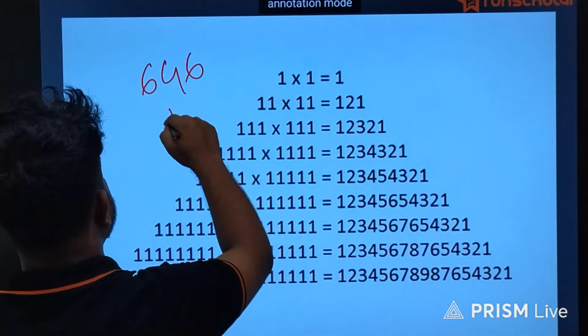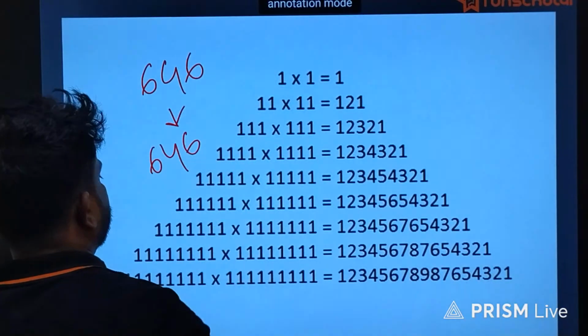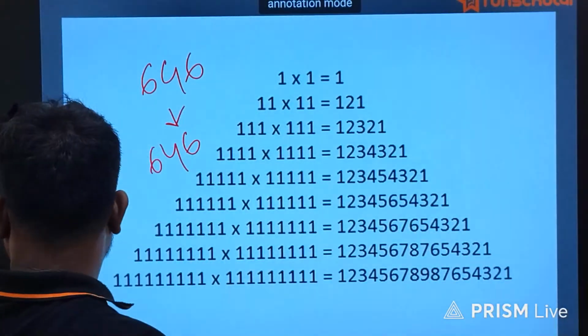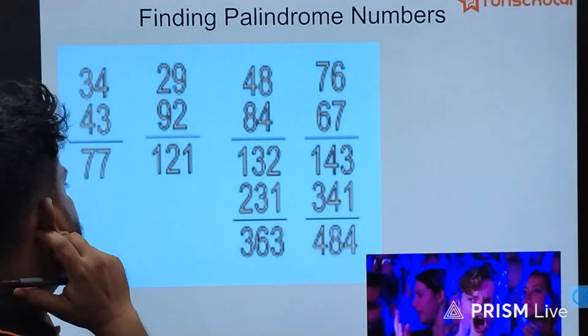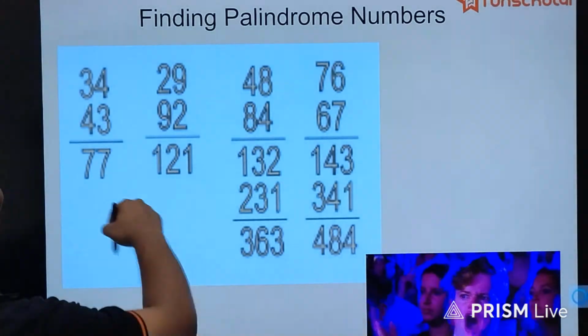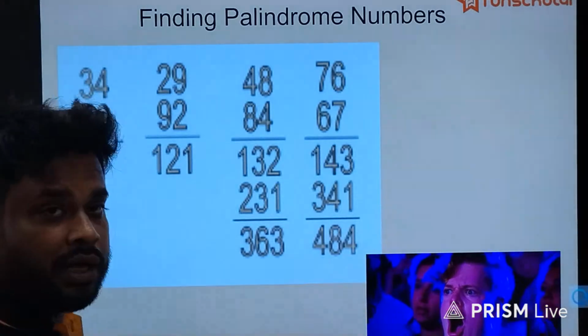646 is also a palindrome number if we flip it. Okay, the next one will be finding the palindrome numbers. So these are all examples of palindrome numbers.